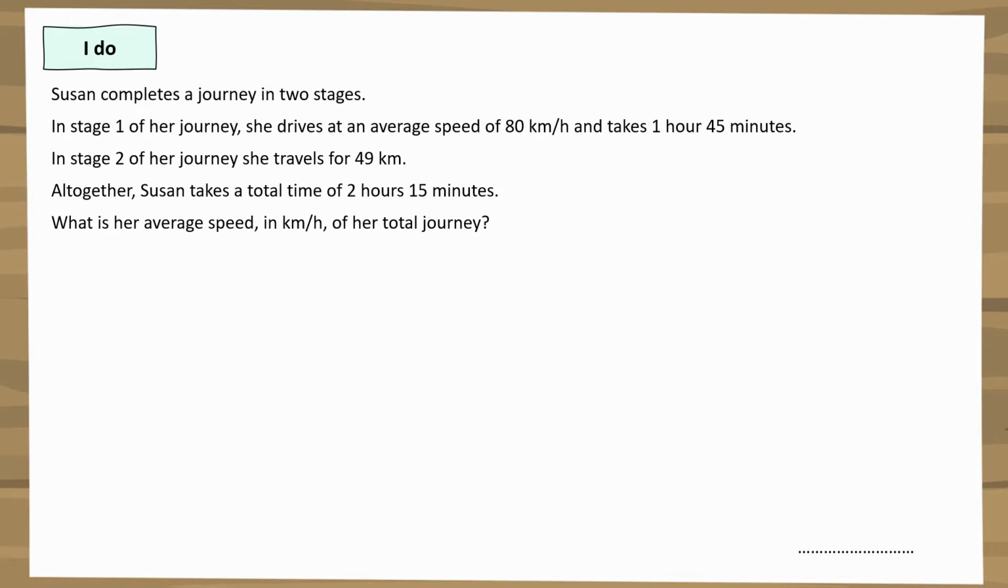Now this is a lot of information, and some of it relates to the first part of her journey, some relates to the second part, and some relates to the altogether, the overall journey. So I always recommend solving these problems by setting up a two-way table. Now it might seem like a little bit of effort drawing a two-way table, but it just organises that information so clearly for you. So I'm going to do that first.